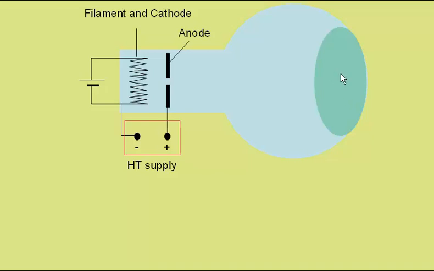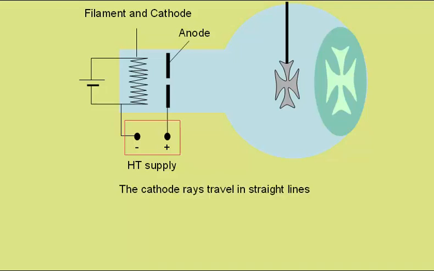This is coated in a special paint which will glow when the electrons, or cathode rays as they were called at the time, hit it. In a famous experiment, a piece of metal shaped like a Maltese cross was placed between the anode and the screen. It created a shadow on the screen, showing that the cathode rays travel in straight lines.